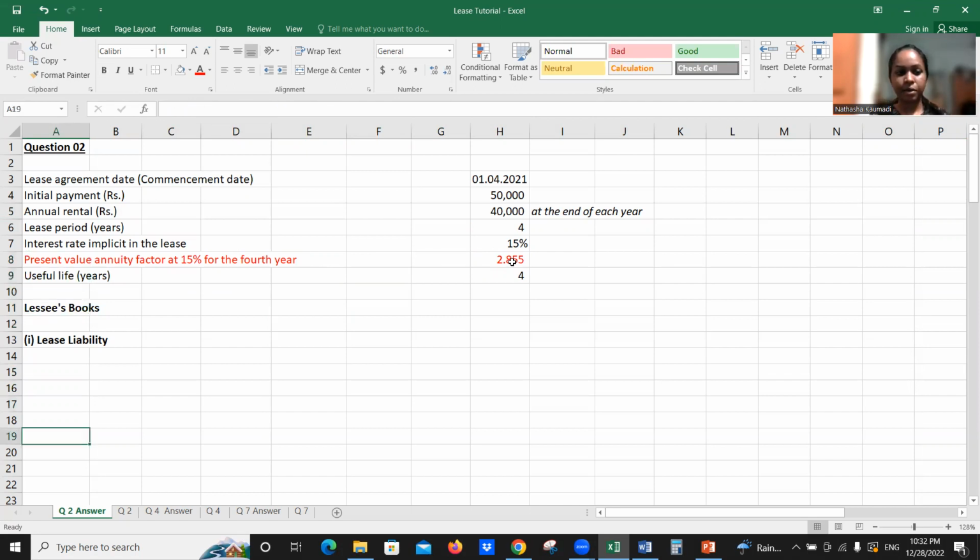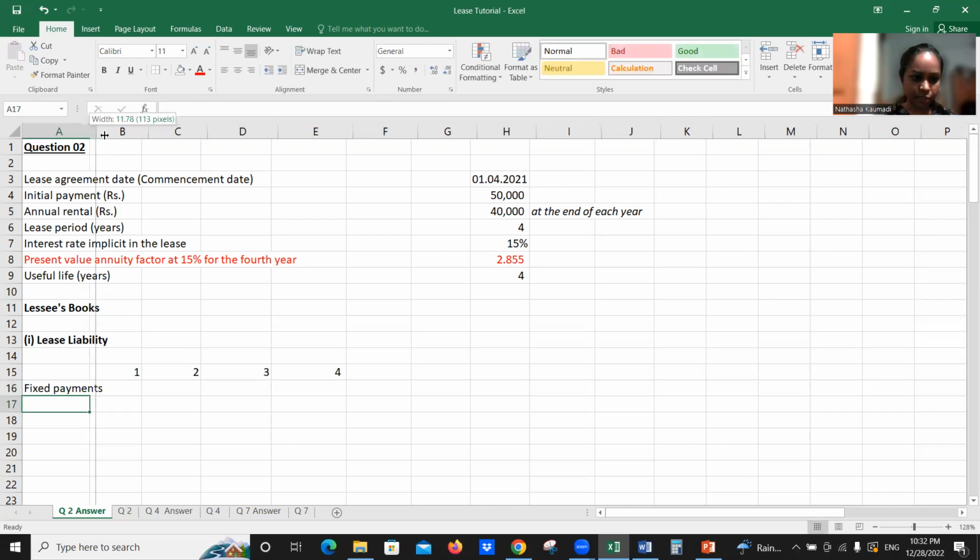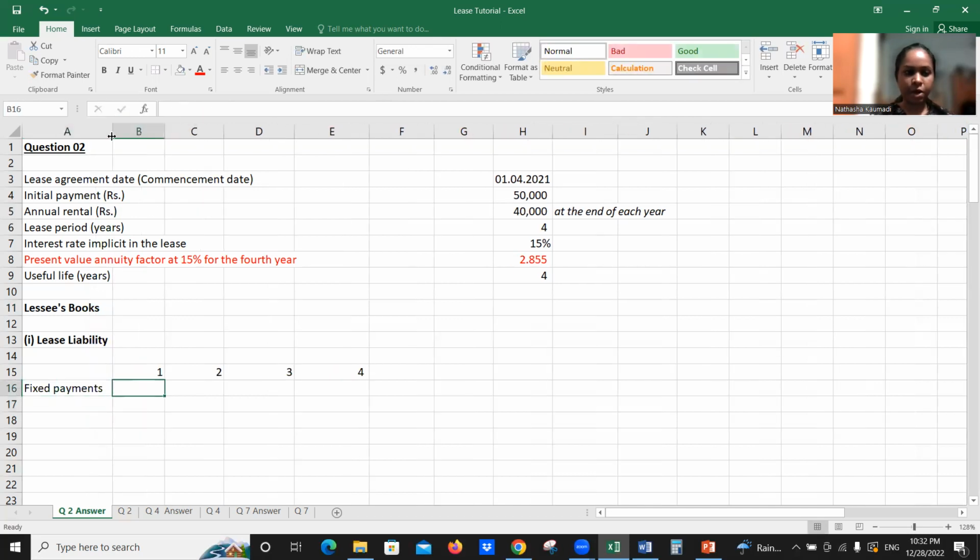You have already done this. It's simple. How to take these things? There are how many years? 4 years. I'm taking 4 years. I have only fixed payments, right? In this question, we have only fixed payments. How much is that fixed payment? I'm directly taking, I'm linking this 40,000, 40,000, 40,000 and again 40,000. Now this is everything.